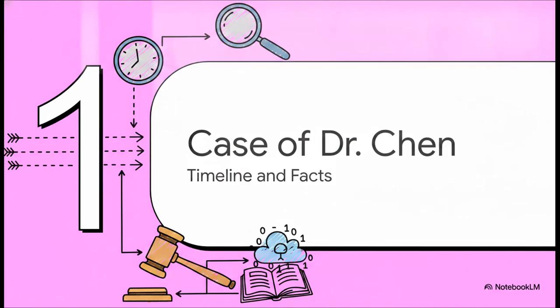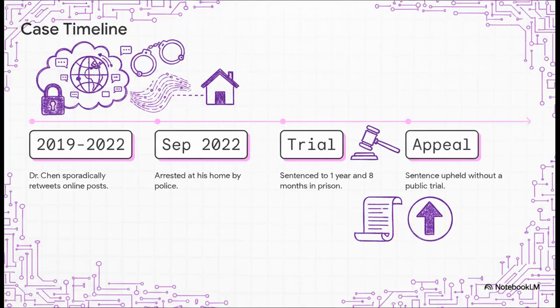Let's start with Section 1, the case of Dr. Chen. So looking at the timeline, this spans from July 2019 to April 2022. During this period, he used a virtual private network and sporadically retweeted posts on a foreign chat app. The result of that activity was a 1 year and 8-month prison sentence. He appealed, but the sentence was upheld without a public trial.